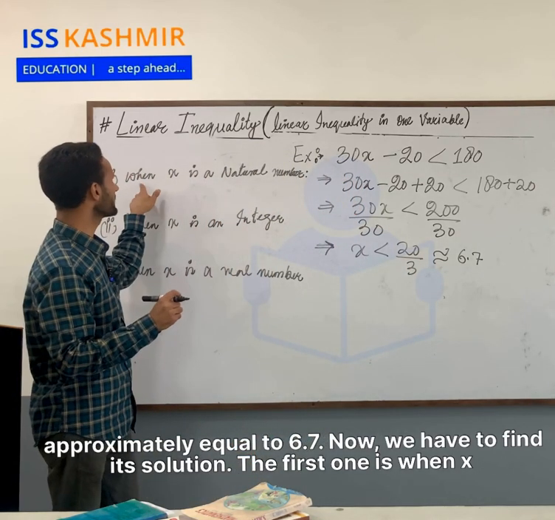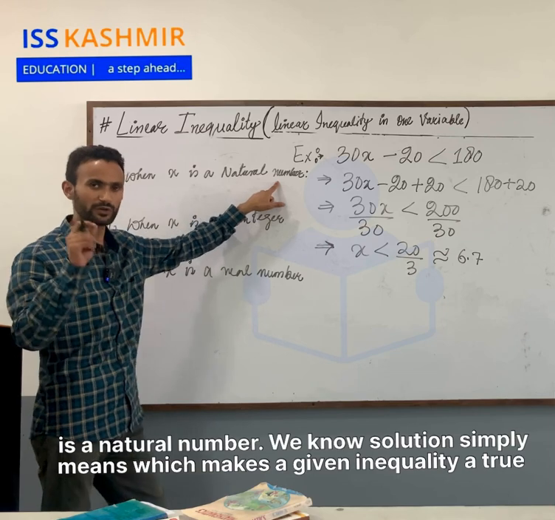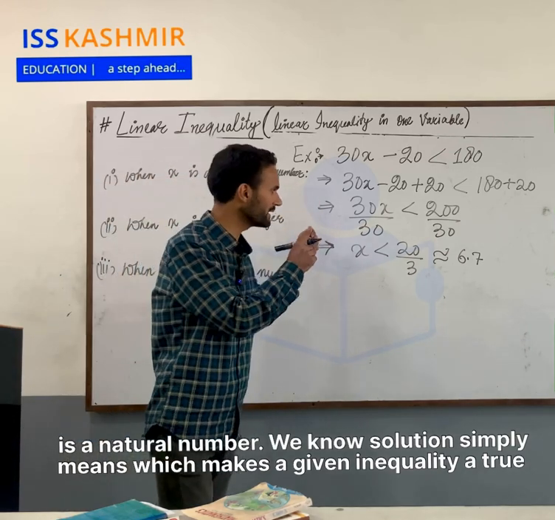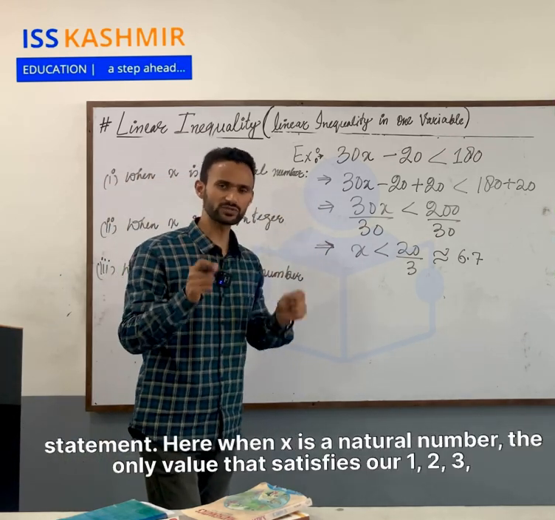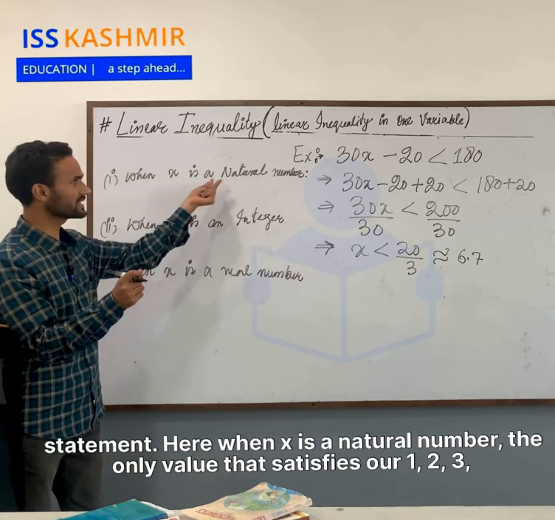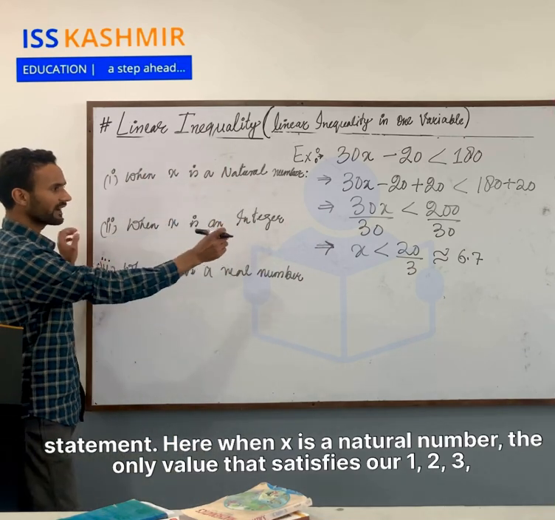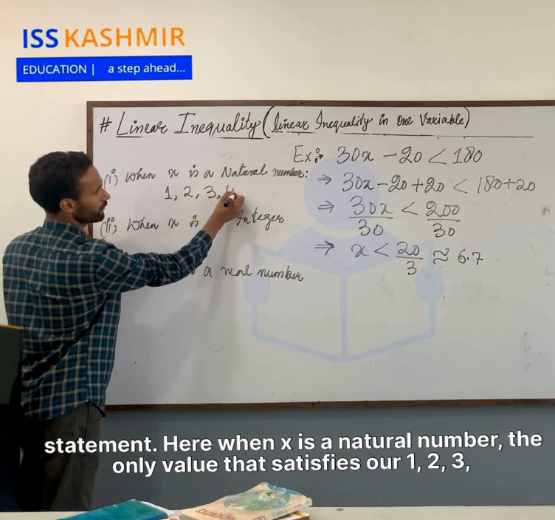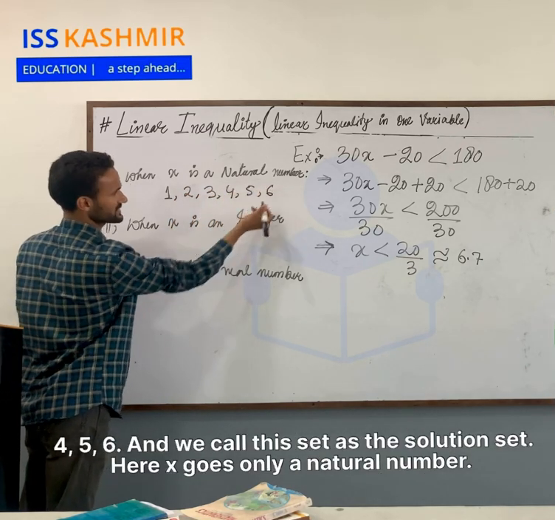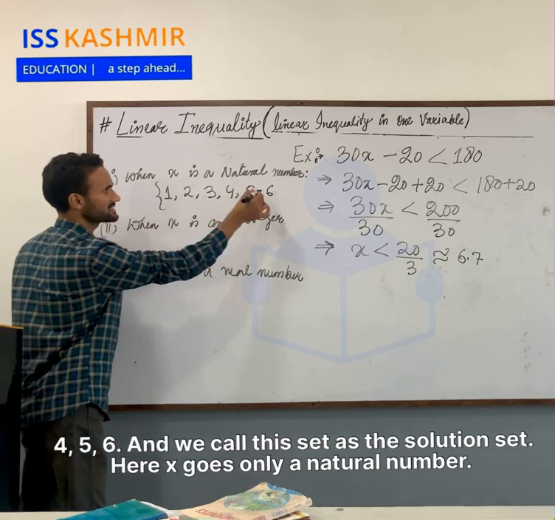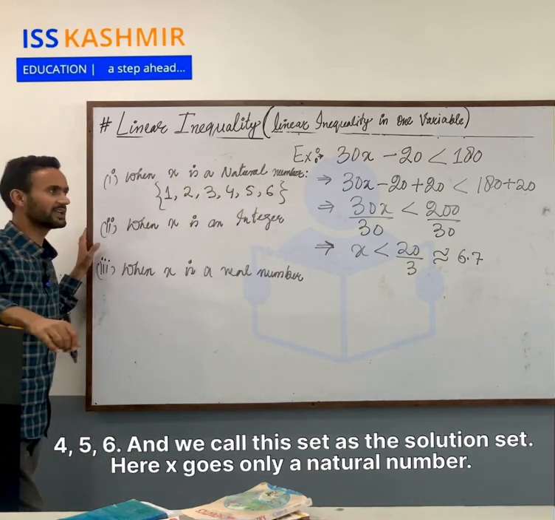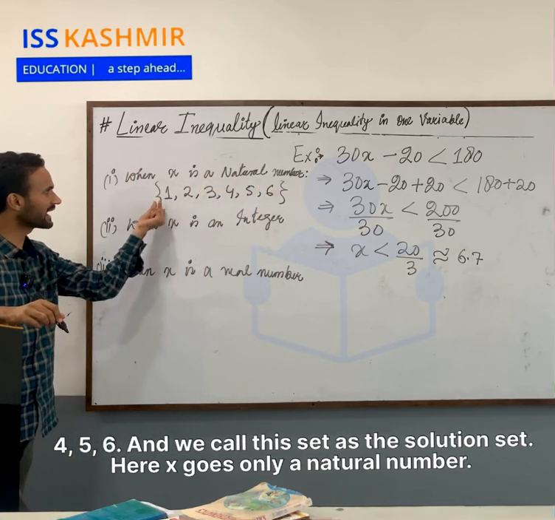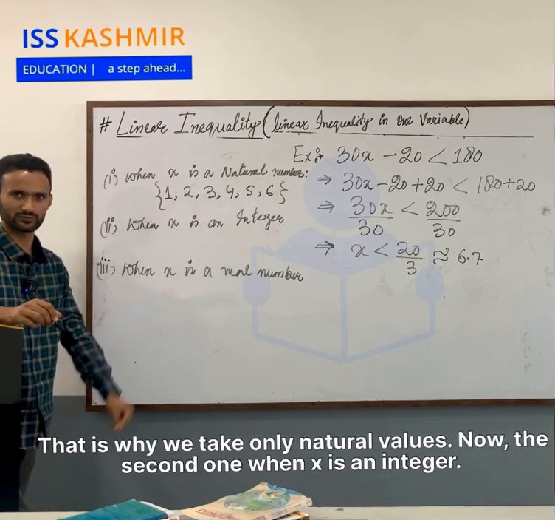The first one is when x is a natural number. We know solution simply means which makes a given inequality a true statement. Here, when x is a natural number, the only values that satisfy are 1, 2, 3, 4, 5, 6, and we call this set the solution set. Here x was only a natural number, that is why we take only natural values.